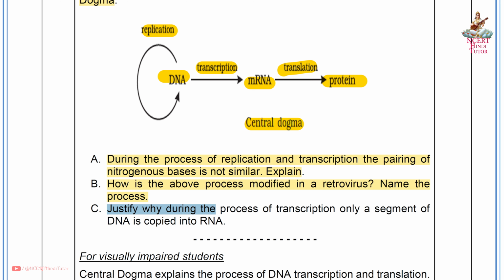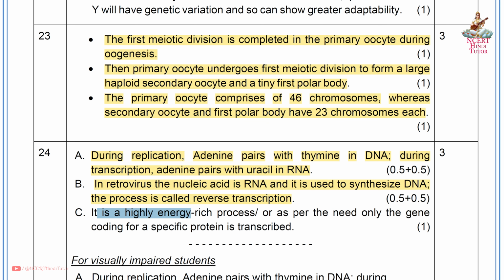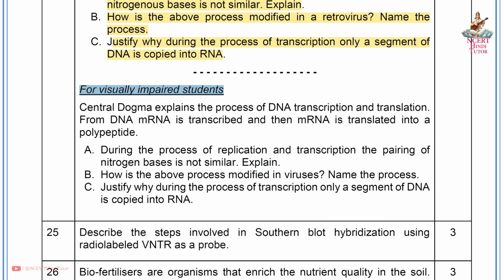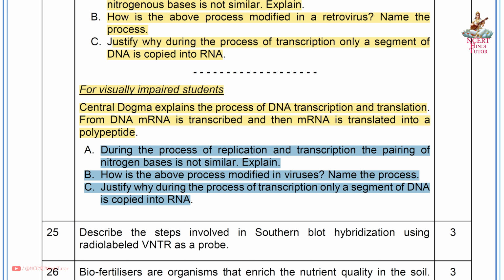C. Justify why during the process of transcription only a segment of DNA is copied into RNA. Answer. It is a highly energy-rich process, or as per the need only the gene coding for a specific protein is transcribed. For visually impaired students, central dogma explains the process of DNA transcription and translation. From DNA, mRNA is transcribed and then mRNA is translated into a polypeptide. So friends, these questions are similar to the one we have read earlier. So let's move on to question 25.